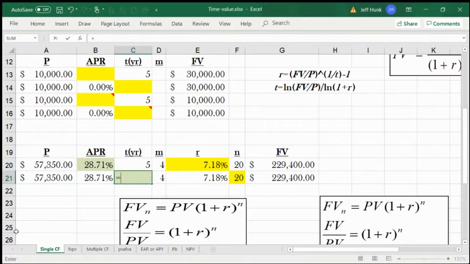And then converting that into years, 20 quarters are 5 years, because there are 4 quarters per year, right? So we simply need to divide that by 4. Hit enter. It's 5, right? So the formula checks out.